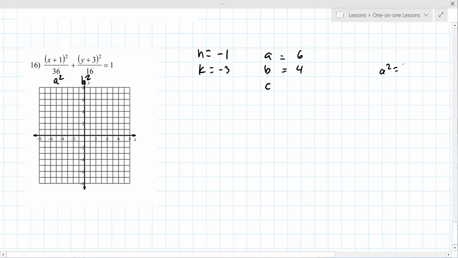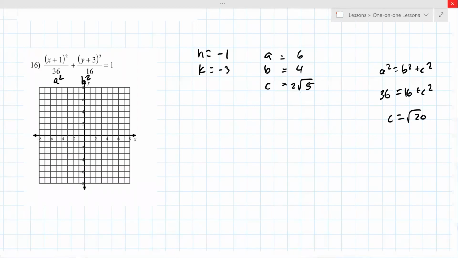A squared equals B squared plus C squared. So A squared is 36 equals 16 plus C squared. So C is equal to the square root of 20, which is 2 square root 5. So you need those 5 numbers, and then you can write all the other stuff that you want.